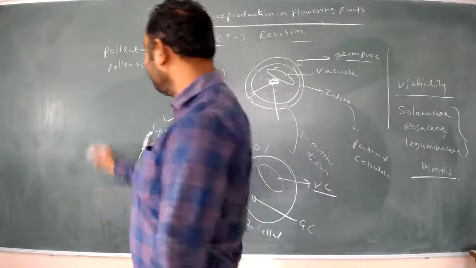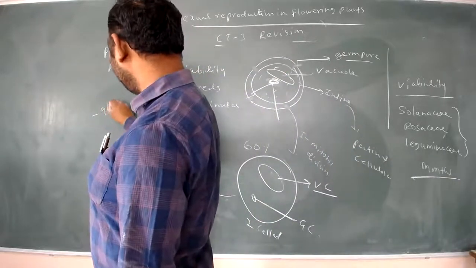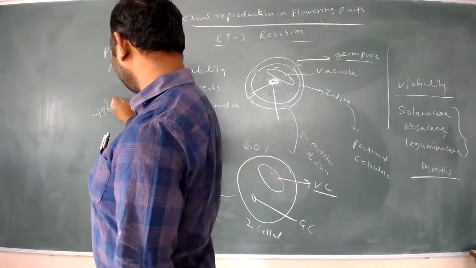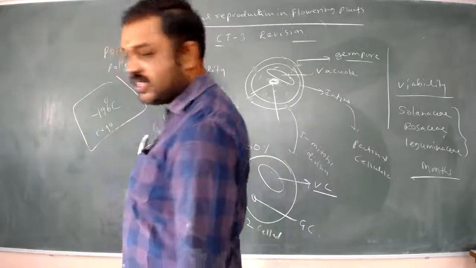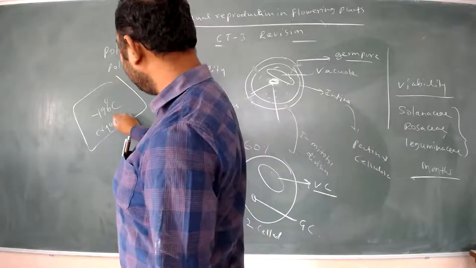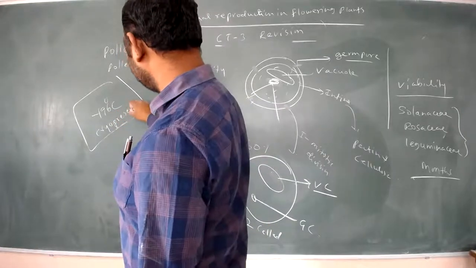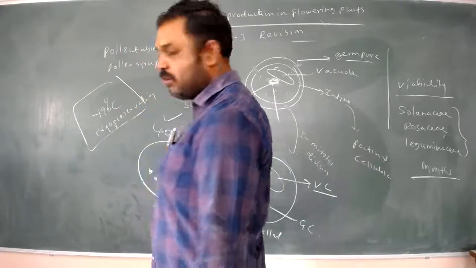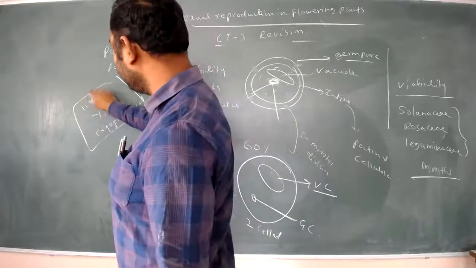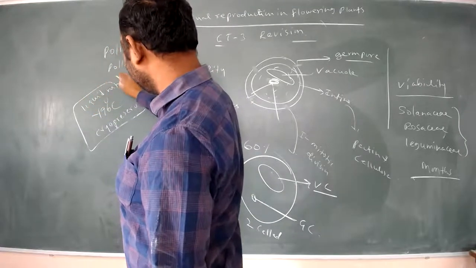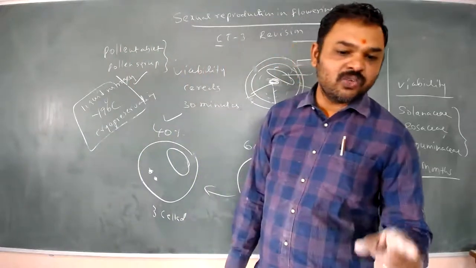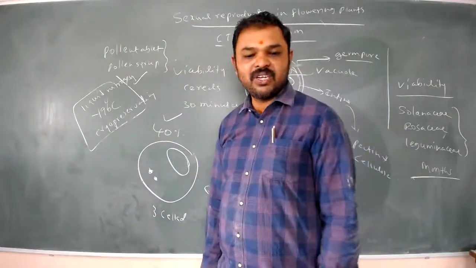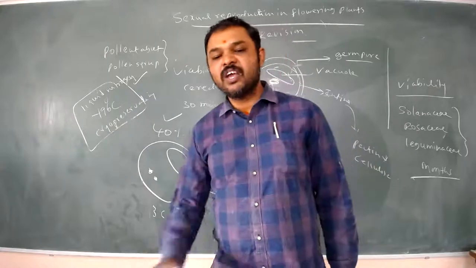These pollen grains, what can they do? At minus 196 degrees centigrade, pollen grains can be cryopreserved. They can be stored in liquid nitrogen. What are we using here? Liquid nitrogen. Pollen grains can be stored in liquid nitrogen at minus 196 degrees centigrade, and that is called cryopreservation.